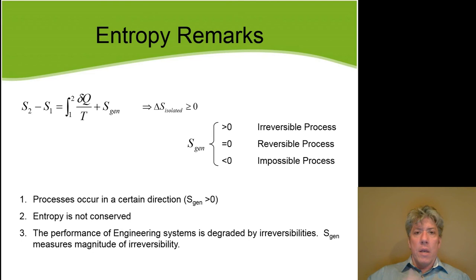However, there's a silver lining to every dark cloud, and the measure of the amount of entropy that's generated by a pump or a motor or whatever the case may be, that measure indicates the magnitude of irreversibility and therefore how bad of a system it is. The more entropy it generates, the worse it is.